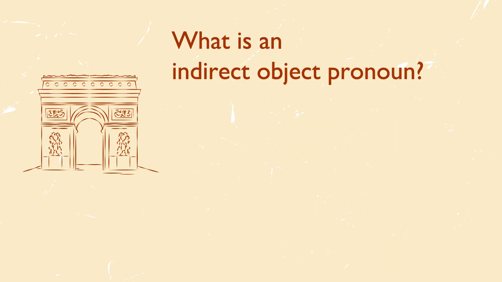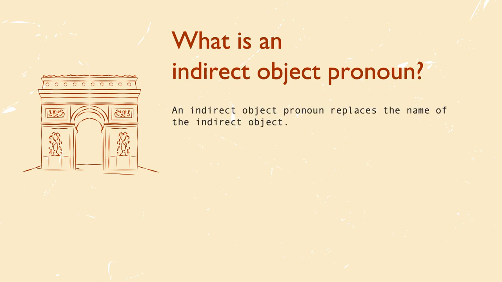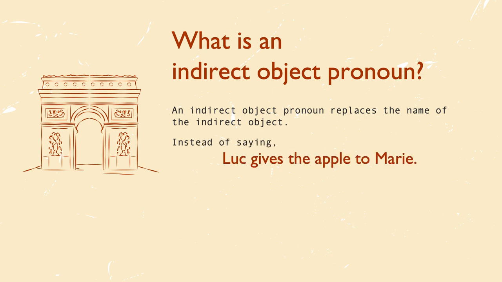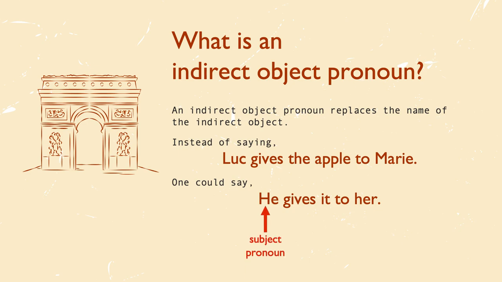What is an indirect object pronoun? An indirect object pronoun replaces the name of the indirect object. So instead of saying Luc gives the apple to Marie, one could say he gives it to her. He is a subject pronoun that replaces the proper noun Luc. It is a direct object pronoun that replaces apple. And her is an indirect object pronoun that replaces the name Marie.